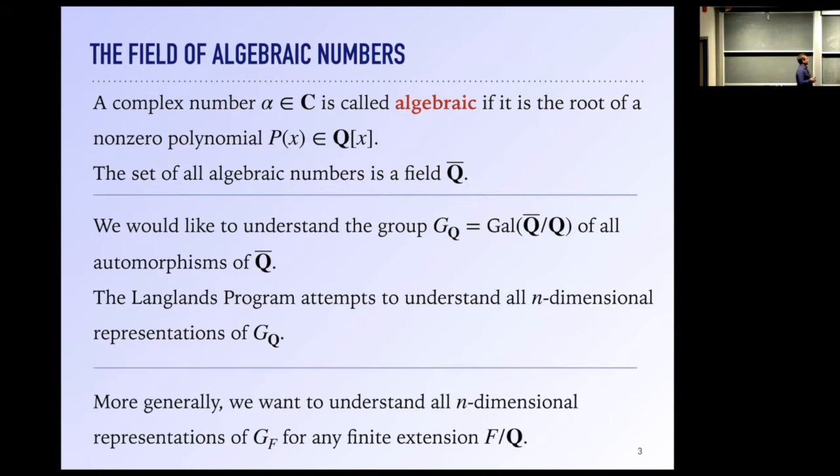And more generally, you can replace Q here by a finite extension of Q. Say Q adjoined the square root of 2. You call that F, and you want to know all the automorphisms of Q bar over F. That is, all the automorphisms of Q bar that fix F. So this will be a subgroup of the group that I called GQ.